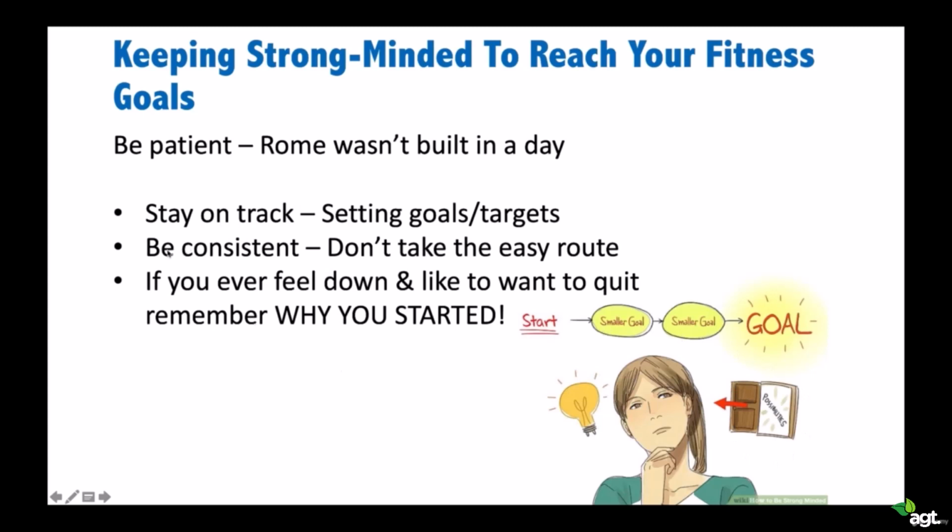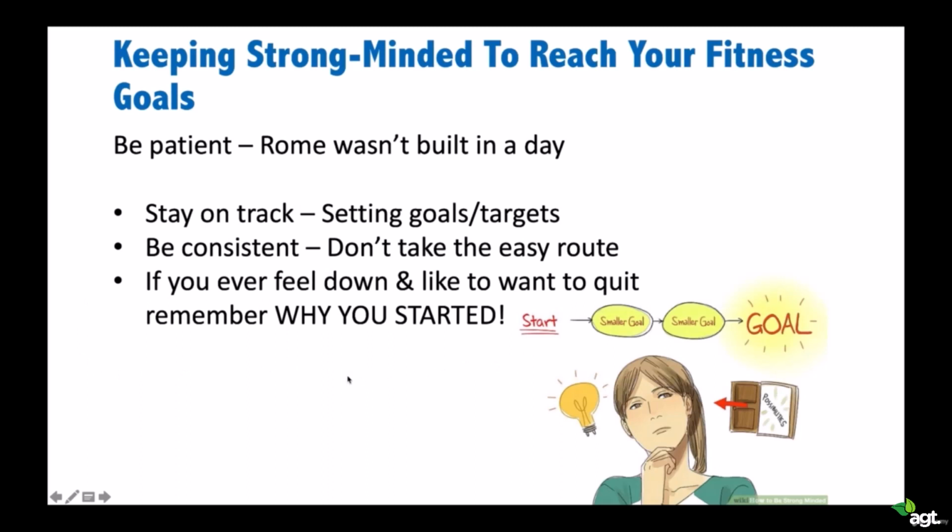Second, be consistent. Don't take the easy route. So if you're starting to find it hard and you're getting demotivated, if you're feeling like you want to quit, remember why you started, guys. Remember why you started this journey. It'd be such a shame for you to throw it away because you're struggling to keep up with the tempo of your routines, or being able to keep up with the strict diet that you must be on in order to achieve your goal.